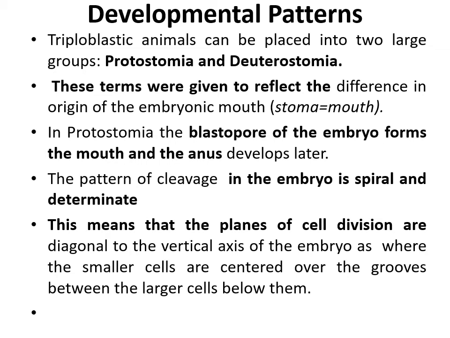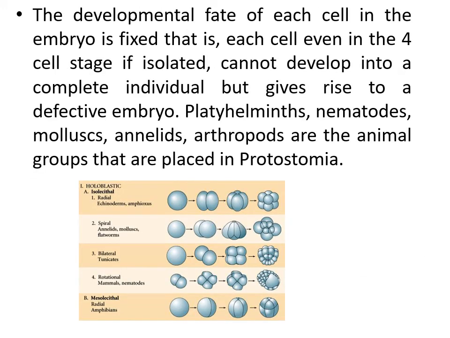Development patterns: animals can be placed into two large groups, protostomia and deuterostomia, where stomia means mouth, and this is due to the presence of the blastopore. In protostomia, the blastopore of the embryo forms the mouth and the anus develops on the opposite side. The pattern of cleavage in the embryo is spiral and determinate, where each cell is determined or destined to become special parts of the organism. Planes of cell division are diagonal to the vertical axis of the embryo, where the smaller cells are centered over the grooves between the larger cells below them. So that is the pattern.